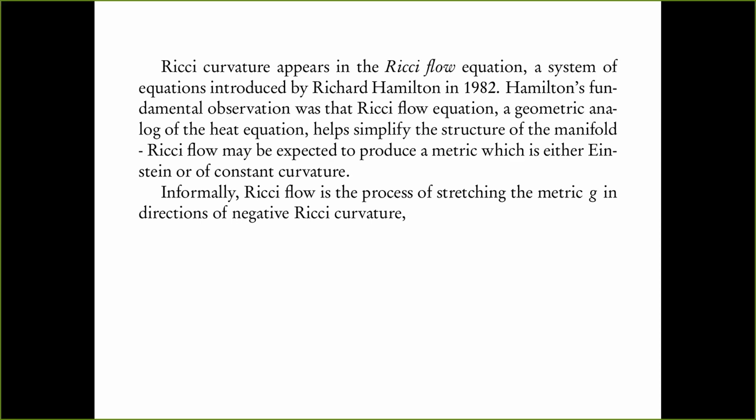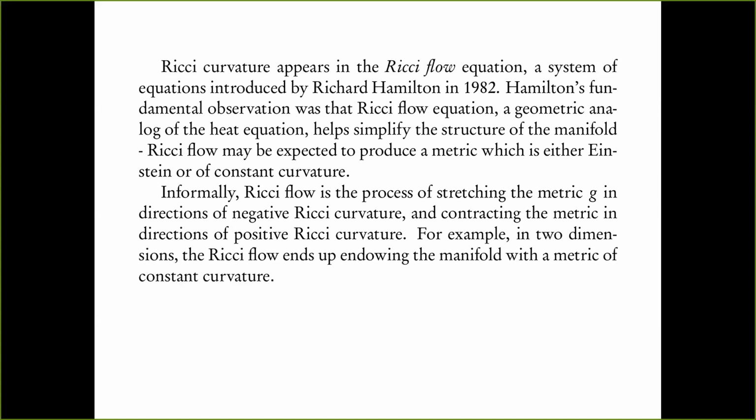So informally, what is Ricci flow? It's a process of stretching a given metric g over time in directions of negative Ricci curvature and contracting the metric in directions of positive Ricci curvature. So it tends to homogenize the metric in terms of the Ricci curvature. That's what it informally tries to do. A very specific instance is in 2 dimensions. If you write down the Ricci flow equation, the Ricci flow ends up doing exactly what the uniformization theorem does. It ends up endowing the manifold with a metric of constant curvature. So you can get a new proof of the uniformization theorem using Ricci flow for dimension 2. Okay.